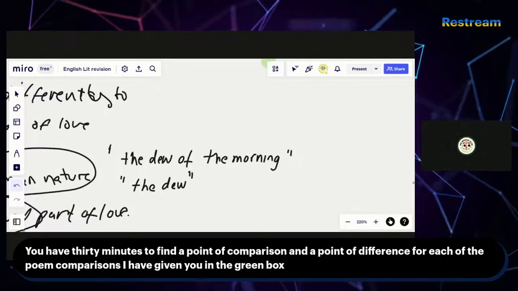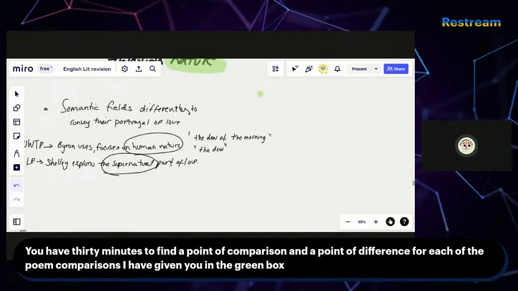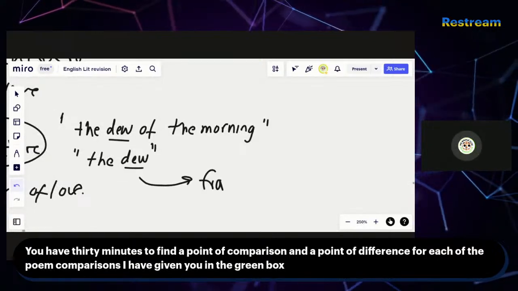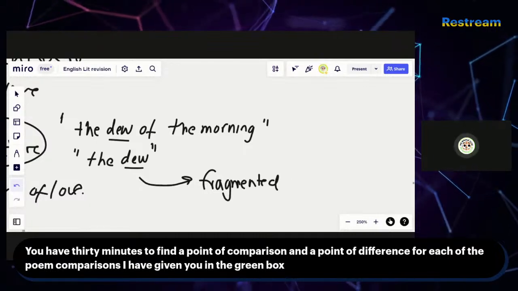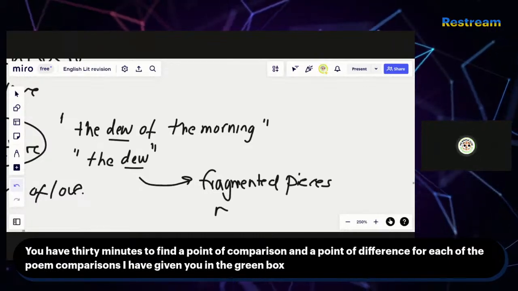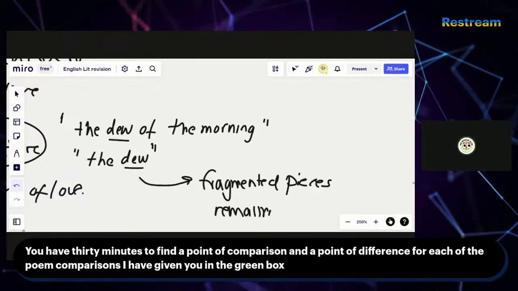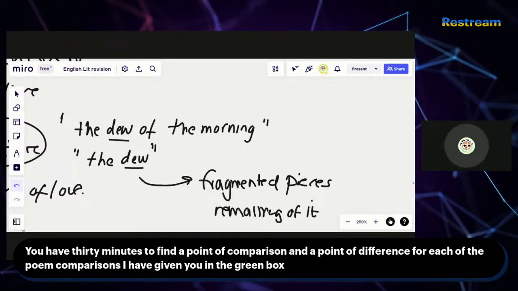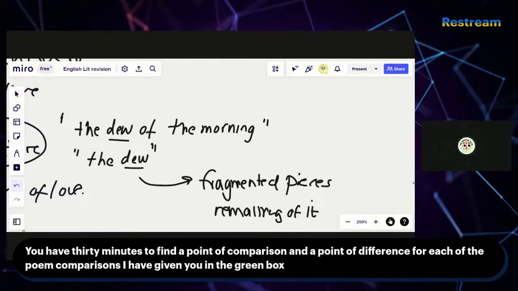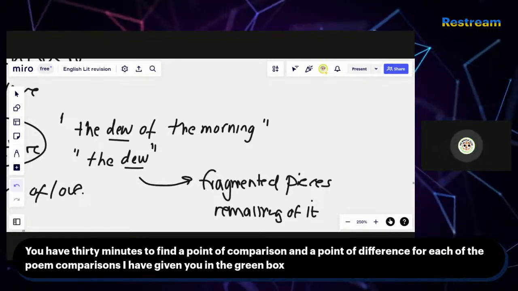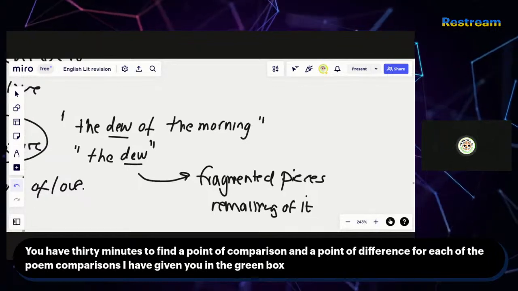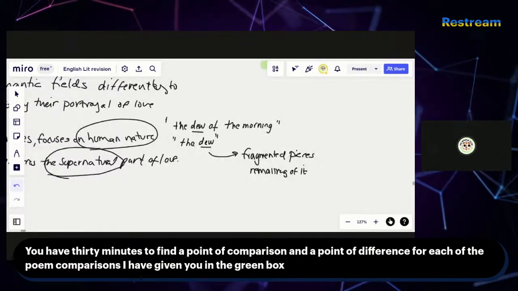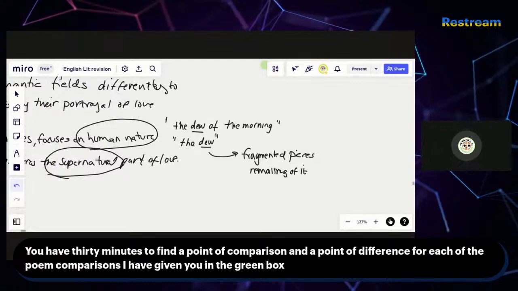So we see in When We Two Parted, there's this focus on nature and the idea of the dew of the morning, and the dew is the fragmented pieces remaining of the relationship. Now, by contrast, we see very few language devices used in When We Two Parted. But in Love's Philosophy, it's much more fantastical.